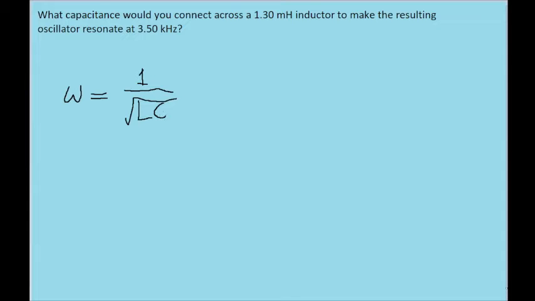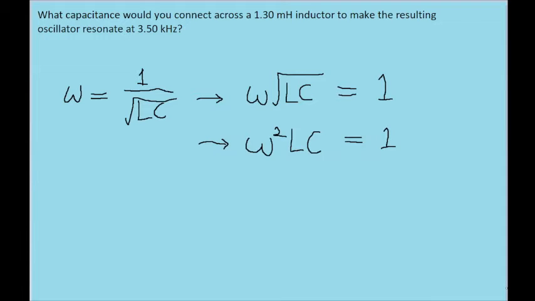So first, let's get the capacitance in the numerator by multiplying both sides of the equation by the square root of LC. Just like that. And now we want to get the C outside of this square root, so we can just square both sides of the equation now. Of course, 1 squared is still 1, so that side of the equation hasn't changed visually. But now we've got the C in its own term. In order to get the C completely on its own, we just need to divide both sides of the equation by omega squared L.